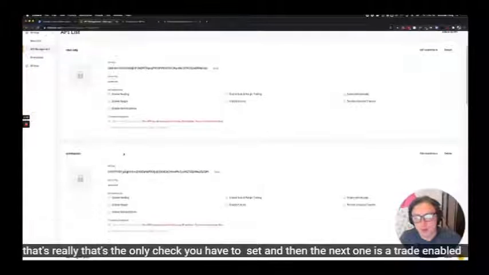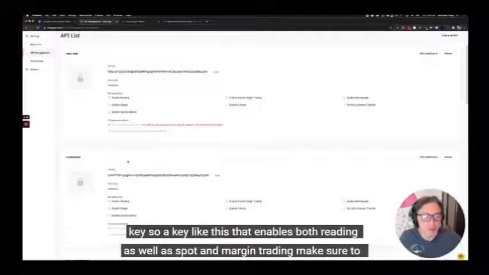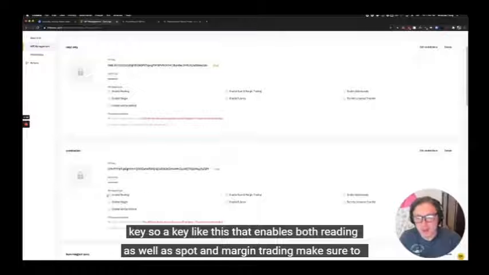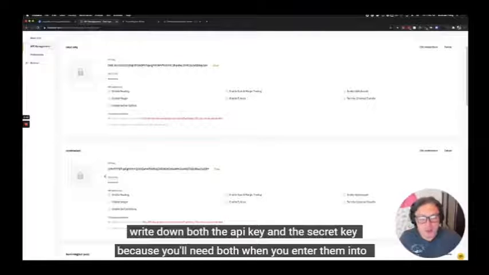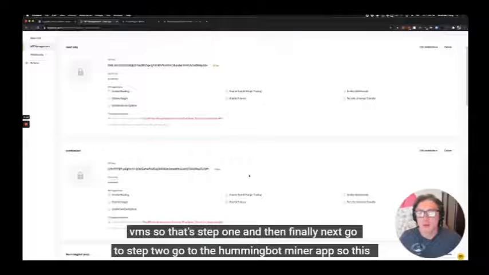And then the next one is a trade-enabled key. So a key like this that enables both reading as well as spot and margin trading. Make sure to write down both the API key and the secret key because you'll need both when you're entering them into the apps. So that's step one.